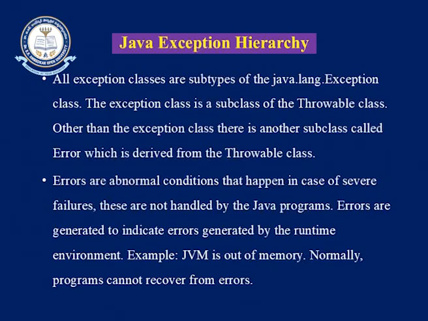Next, errors are abnormal conditions that happen in case of several failures. These are not handled in Java programs. Errors indicate problems generated by the runtime environment. Sometimes at compile time some errors are not captured by the Java compiler, and then we trace those errors while executing the program. Such types of errors are called runtime errors.